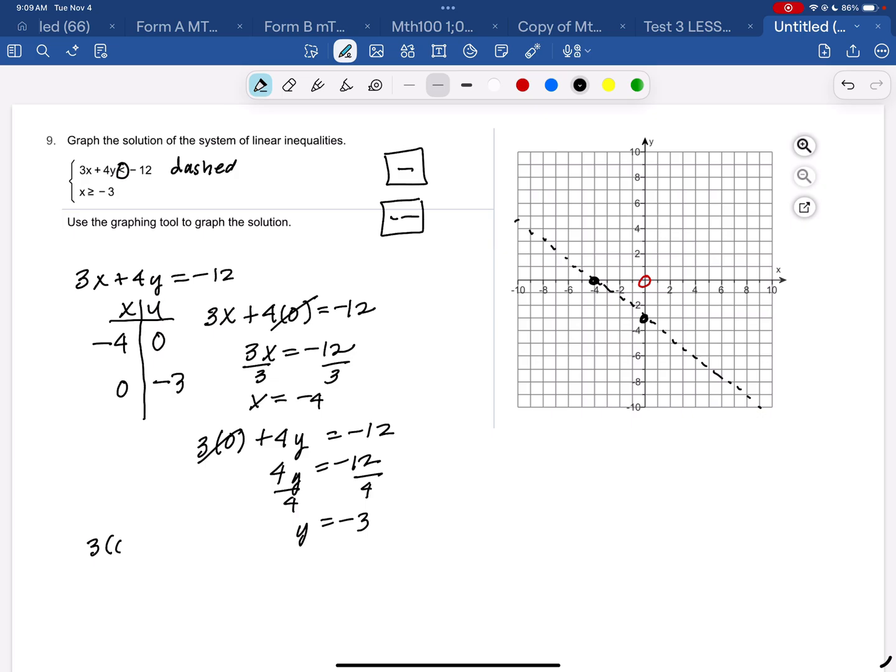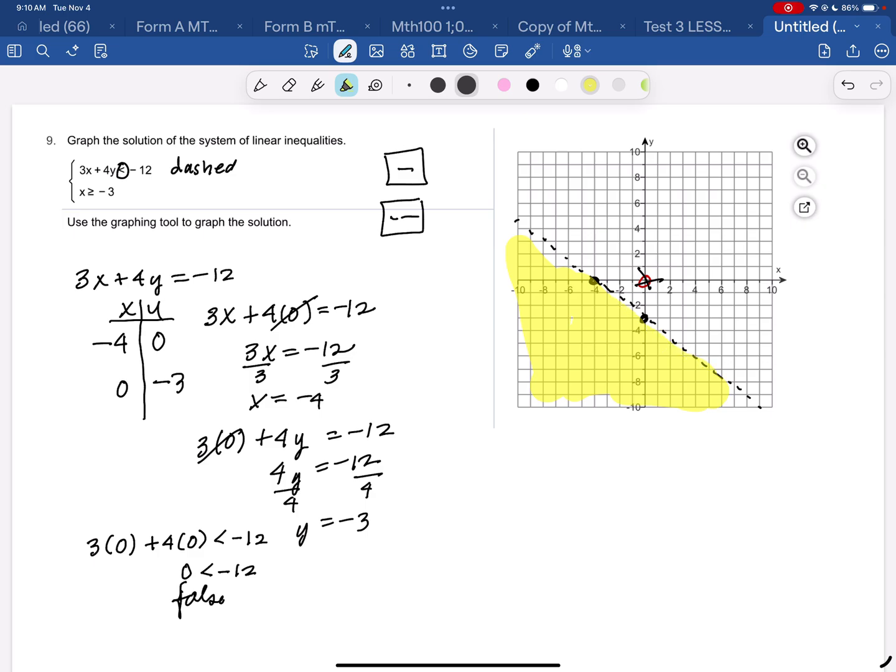3 times 0 plus 4 times 0 is supposed to be less than negative 12. 0 less than negative 12 is a false statement. 0 is bigger than a negative 12. $0 is better than owing $12, right? So I do not shade where that test point is. I shade on the other side, which is down here.